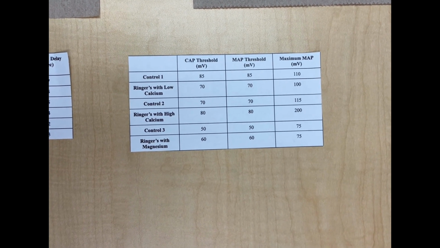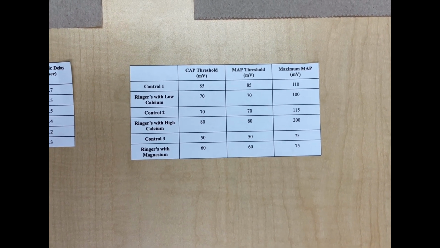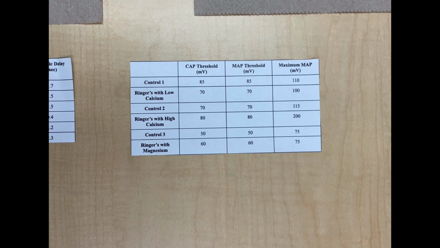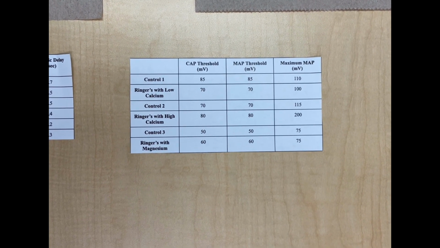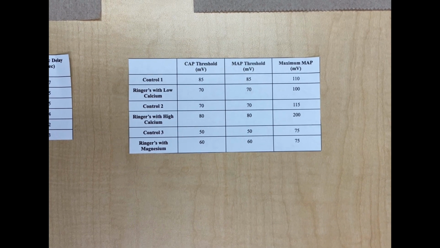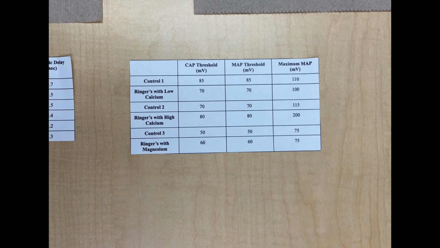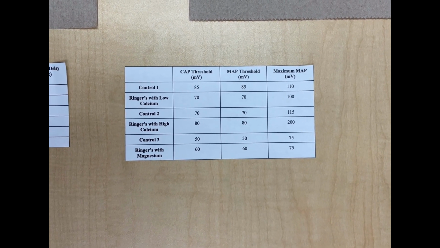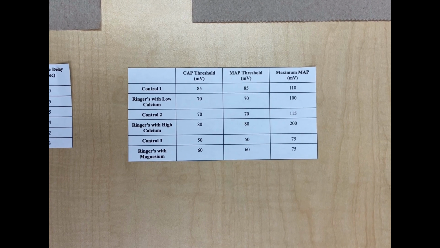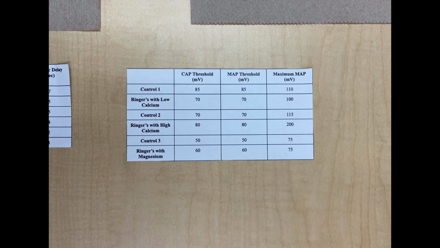The increase in CAP and MAP are likely due to the nerve being slightly dried, as it was not re-soaked between control 2 and the addition of high calcium ringers. The MAP likely increased as CAP increased, as it relies on the propagation of the CAP. The max MAP also increased in our data, likely due to the drying. If the nerve had been freshly soaked, the CAP threshold would have likely remained consistent, as the high calcium is not added to the nerve.